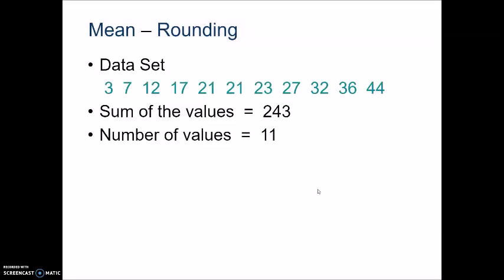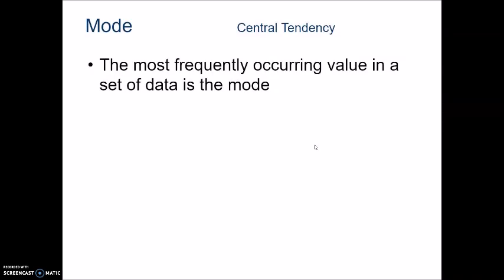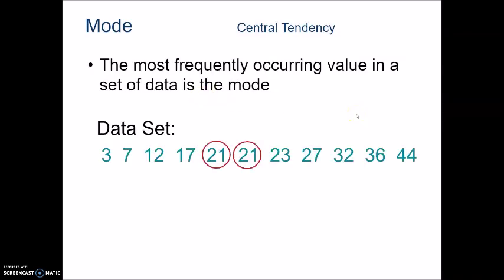Okay, so again, another example with mean is in rounding. Moving on, mode. As you guys know, mode is the measure of central tendency that's the most frequently occurring value in a set of data, okay? And the symbol for that is a capital M. So, again, looking at this, because there's two 21s, that's the mode.